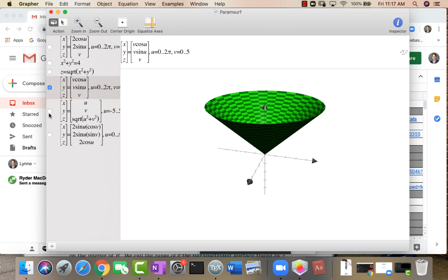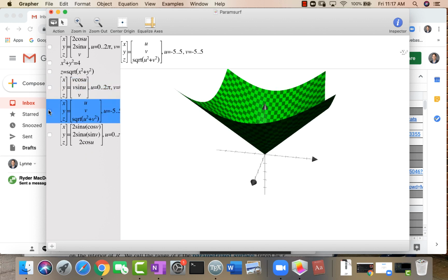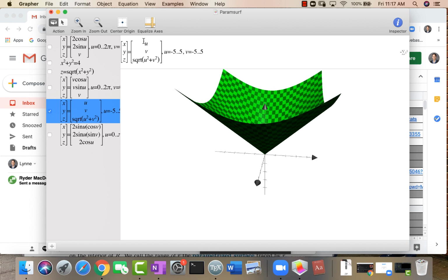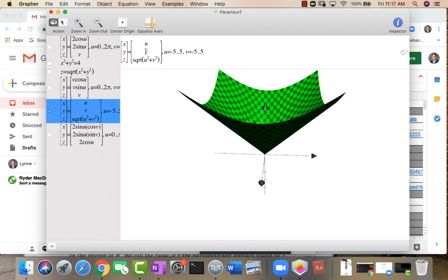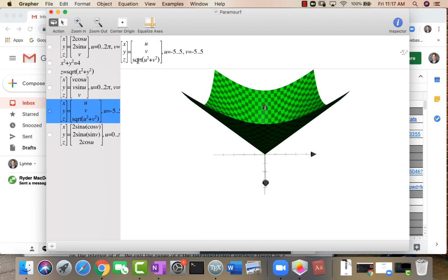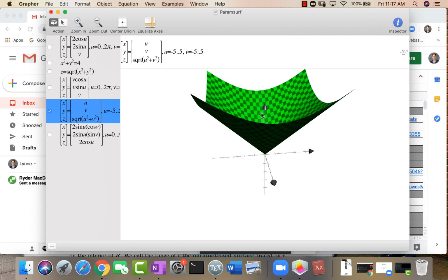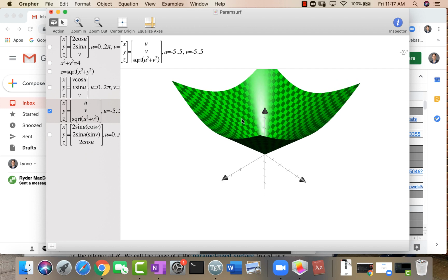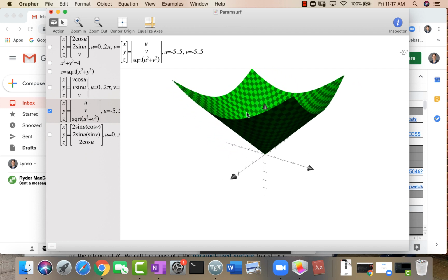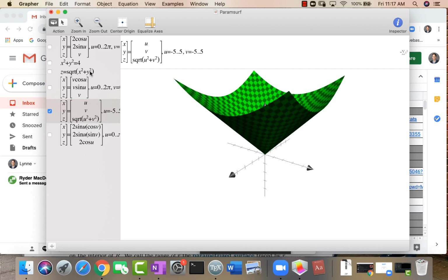It gave us the cone. Here is the other parameterization. So I simply let X and Y be the parameters, and Z is therefore equal to this. And I've given some restriction on those two parameters. And this image looks a lot more similar to the original Cartesian equation.